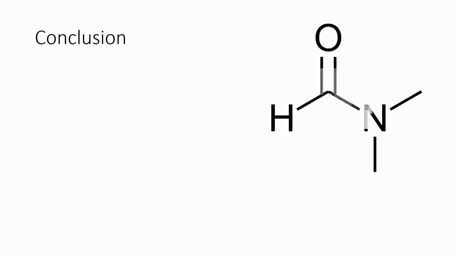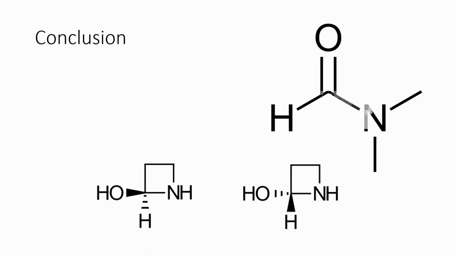So, to conclude, I've shown an example of a tertiary amide in part 1. I've drawn, named, and explained two non-superimposable isomers of C3H7NO in part 2, and I finished by explaining why a triangular molecule of C3H7NO is unstable.